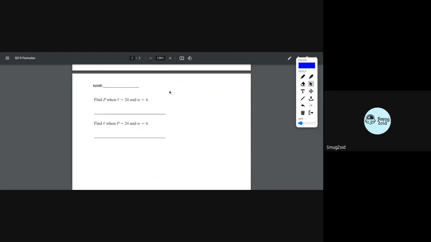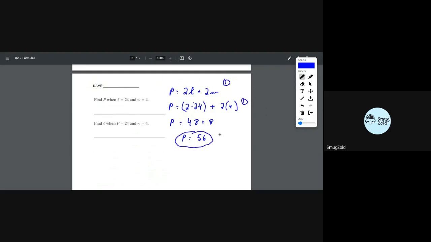Okay. Perimeter is going to be equal to 2 times L plus 2 times W. So my perimeter, I don't know, is going to be equal to 2 times L, 2 times, in this case, it's 24. And you can put these in parentheses if it makes it easier to see it, plus 2 times 4. Okay. So perimeter equals 48 plus 8. So perimeter would be equal to 56. Now I want to circle that. 1 point, 1 point, 1 point.